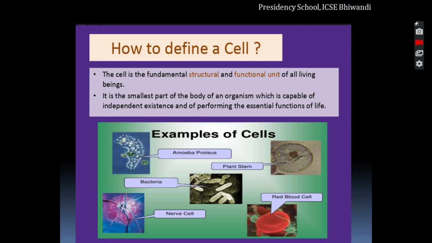Now the question arises, how are we going to define a cell? The cell is the fundamental structural and functional unit of living beings. It is the smallest part of the body of an organism which is capable of independent existence and of performing the essential functions of life. Some examples of cells are bacteria, nerve cells, plant stem cells and red blood cells. They are all examples, and they all perform functions depending upon the structure they have.